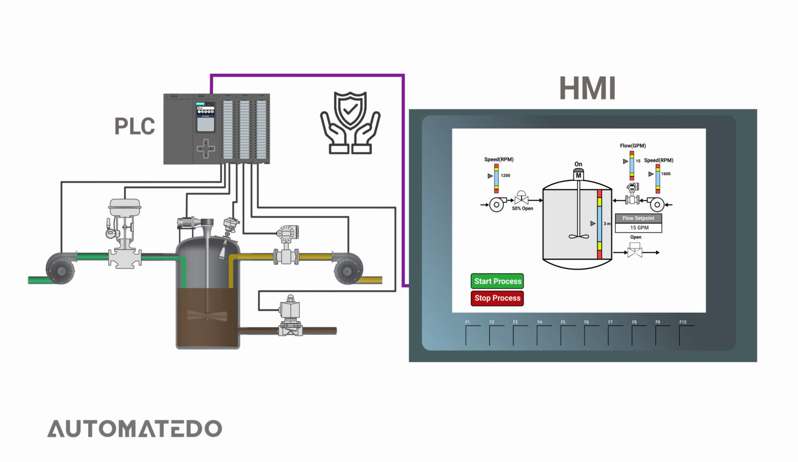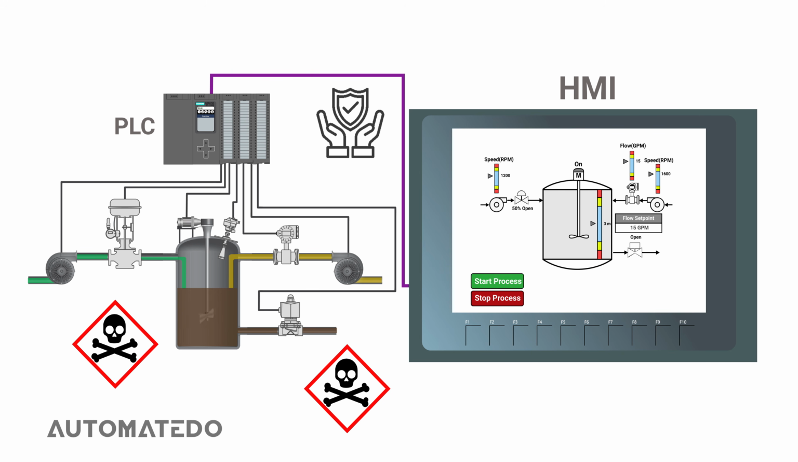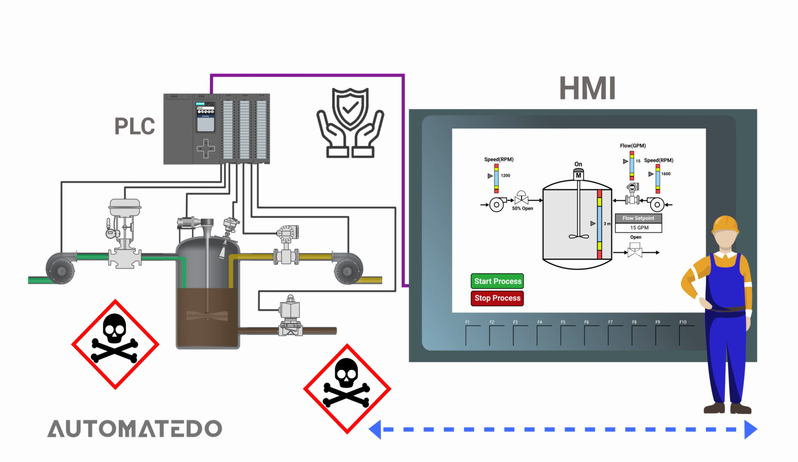Ensure safety. For industrial operations that use potentially dangerous materials or processes that cause injury in getting close to them, the HMI improves safety by putting more space between the operator and the machinery.